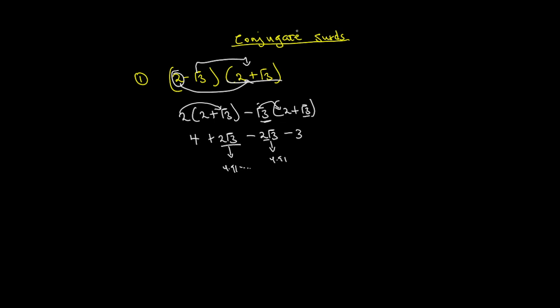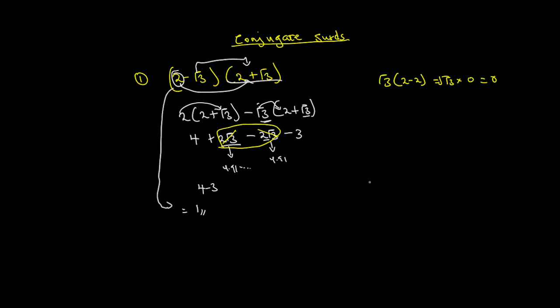If you want to go through the long process too, you are allowed. Somebody will say, I will factorize root 3 out, and then I have 2 minus 2. What is 2 minus 2? 0. So we have root of 3 times 0, which is 0. So here, this is going to cancel this. So what do we have? We have 4 minus 3, which is going to give us 1. So the answer to this question is 1.